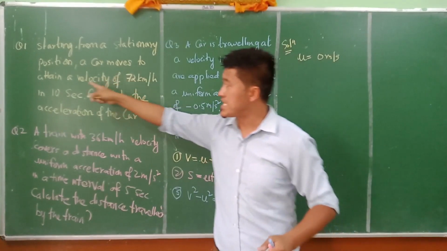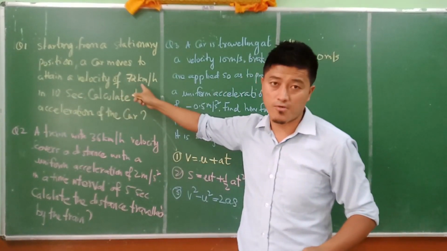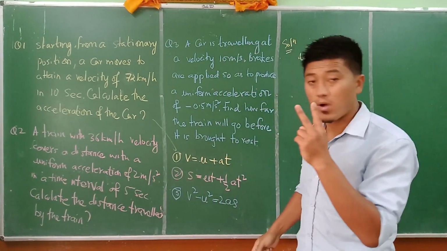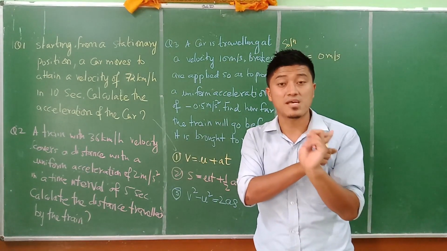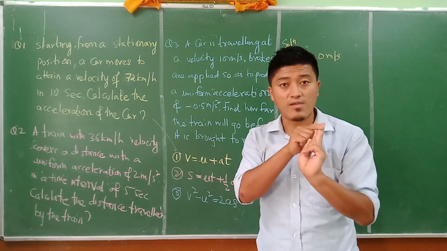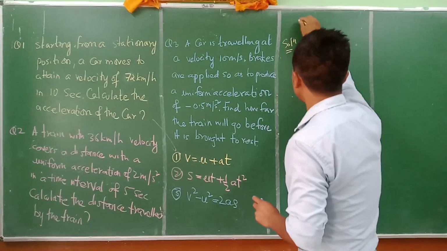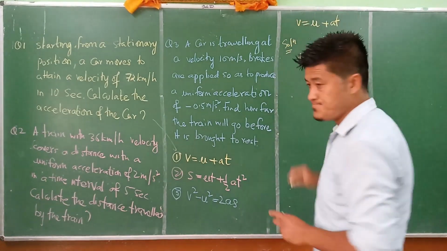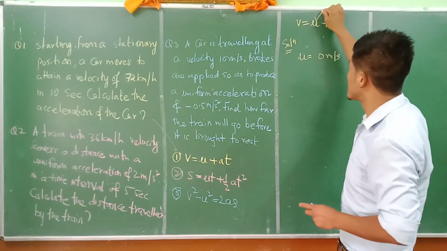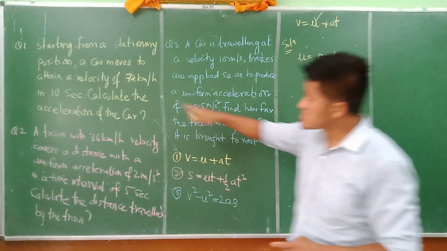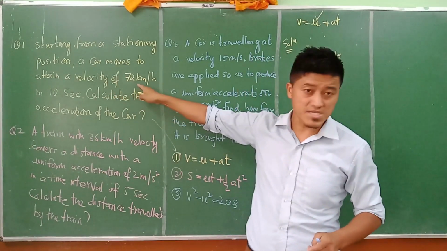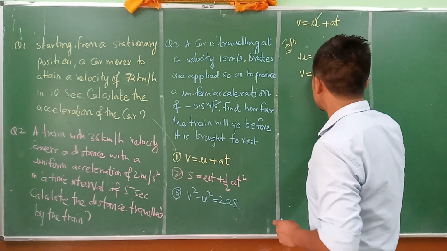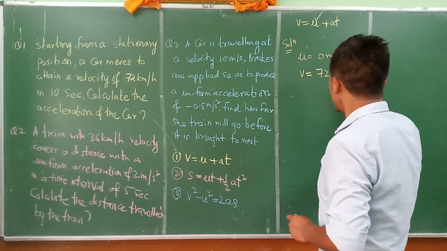Now it moves to attain a velocity of 72 km per hour. That means now there are two different velocities: number 1 is the initial velocity, that is u, and number 2 is the final velocity, that is v here. Now I'm going to write the equation here. v is equal to u plus at. We got this u, that is 0 meter per second. Now this car moves to attain a velocity of 72 km per hour. That is the v. Now here, v is 72 km per hour.